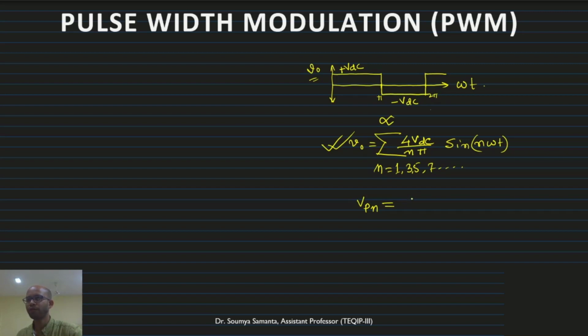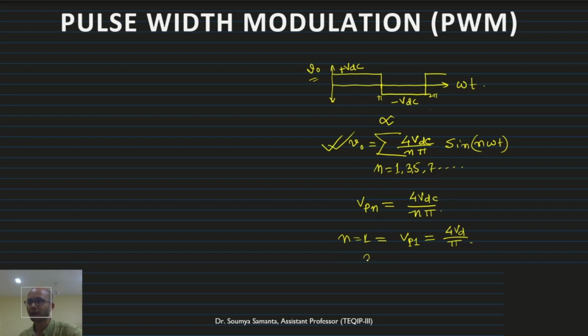So what was the peak value? Peak value was 4 VDC by n pi. So for n equals 1, what was the magnitude? That is V1 peak, the peak value of the fundamental frequency, or say Vp1. This one was 4 VDC by pi. So this is the magnitude, amplitude of the sinusoidal or the fundamental wave, fundamental frequency.